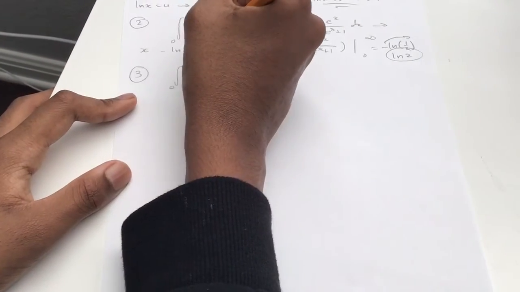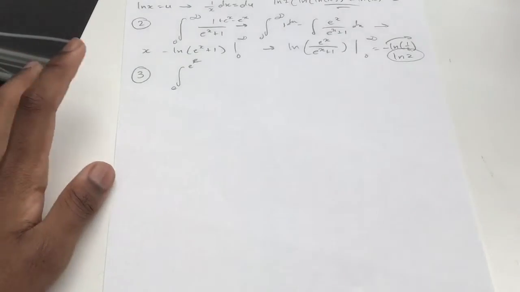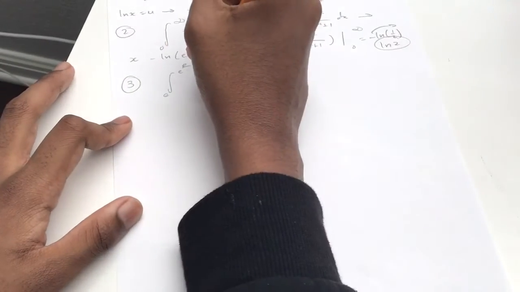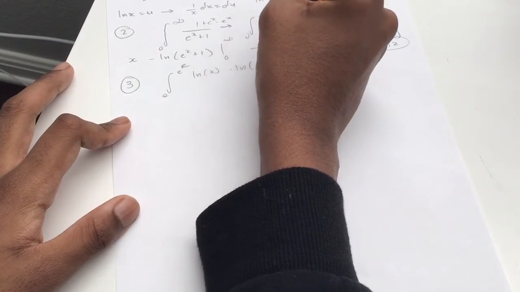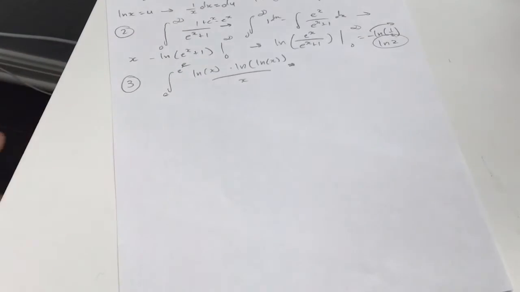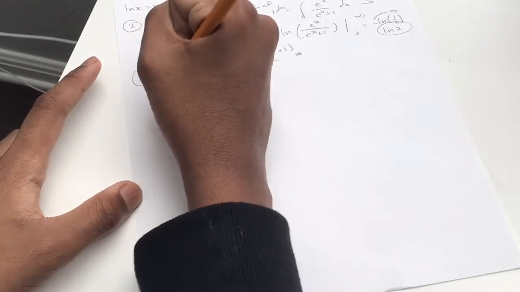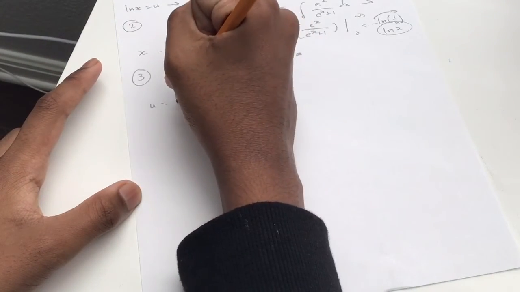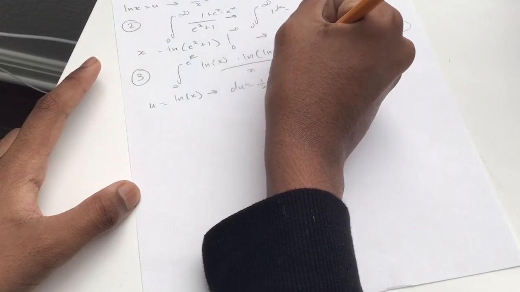Our third question is, find the integral of e to the power of e, ln x times ln of x over x. So we see another 1 over x, which means we need to perform a U substitution. u is equal to ln x. Doing so, we get du is equal to 1 over x dx.